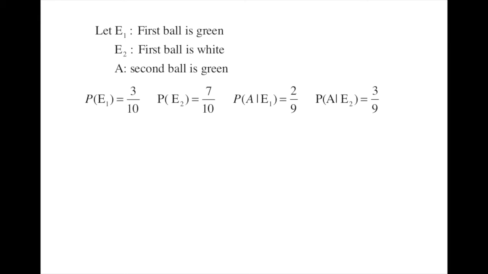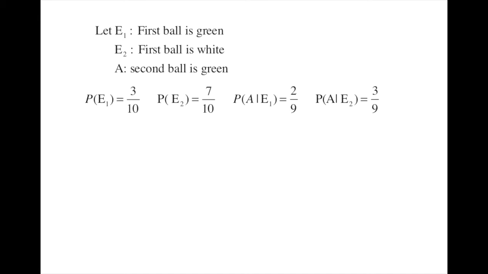Probability of E1 and probability of E2 are clearly defined looking at the number of favorable divided by total outcomes. So we are looking at probability of E1 3 over 10 and probability of E2 7 over 10. What would be the probability of A given that E1 has happened? So we know that the first ball is green, so one less green now for the second draw. The probability of A given that E1 has happened will become 2 over 9, whereas probability of A given that E2 has happened will be 3 over 9.